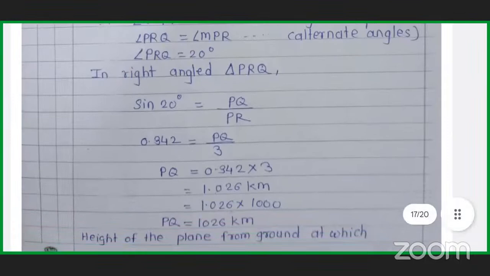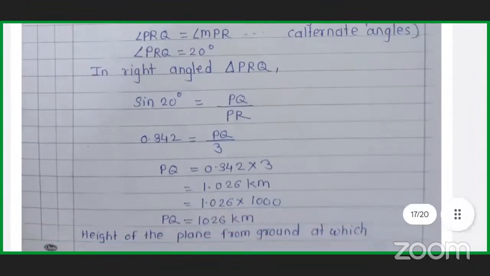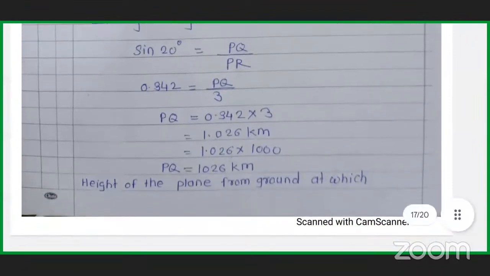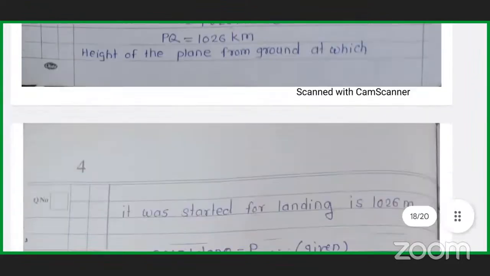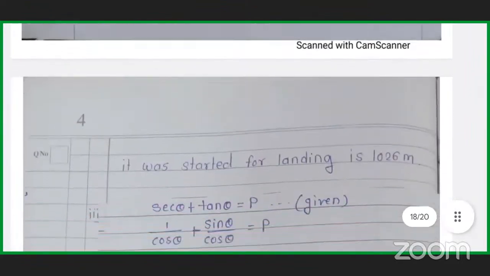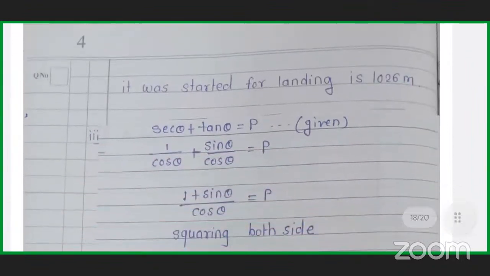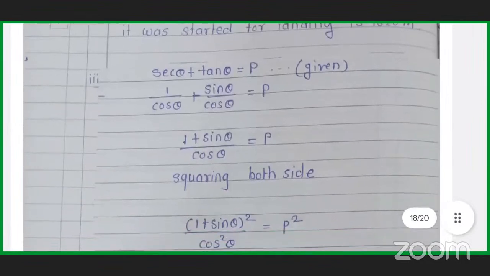So what will we get? That answer will be 1.026 kilometers. That kilometer unit is converted to meters, so multiply by 1000. So PQ is equal to 1026 meters. So the height of the plane from the ground at which it started for landing is 1026 meters. Then we have to focus on the third question.